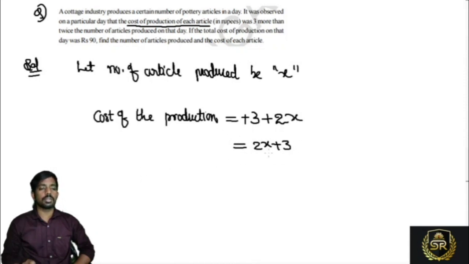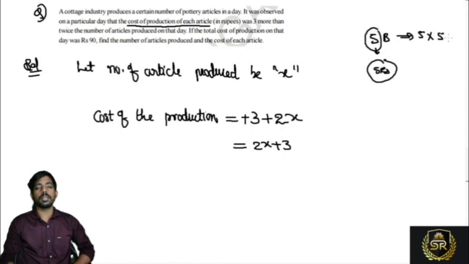He said the cost of the product per article, 2x plus 3 is the cost. Here we have x number of articles, so what is the total cost? Let us say we have 5 bananas, and each banana is 5 rupees. Then the total cost of the bananas is 5 into 5, we multiply the number of bananas by 5 rupees, so you will get 25 rupees. In a similar way, here we will multiply to get the total cost of production.